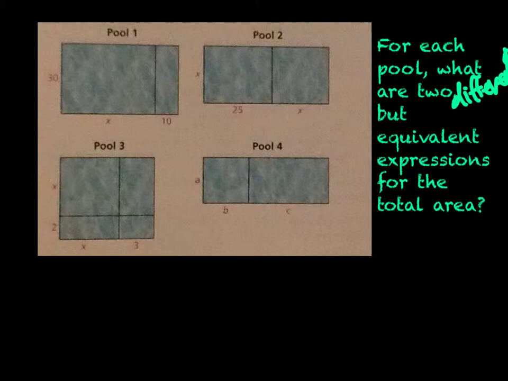If we looked at pool number 1, I see that I have the number 30, and then I have another side that says X and 10. If I look at this, I can look at the area as saying it's the base times the height.